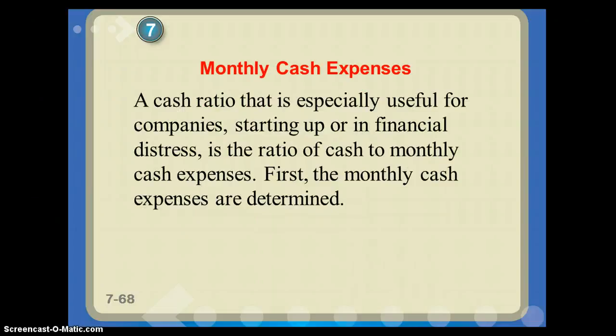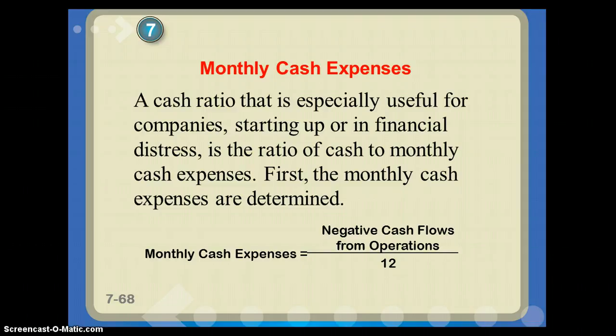A cash ratio that is especially useful for companies is a ratio of cash to monthly cash expenses. First, the monthly cash expenses are determined. So to determine that, they equal negative cash flows from operations. Negative cash flows is money you're spending. Positive cash flows would be money you're earning.